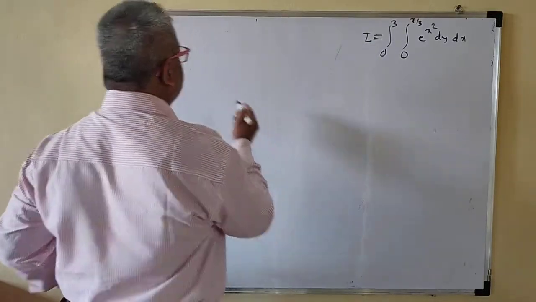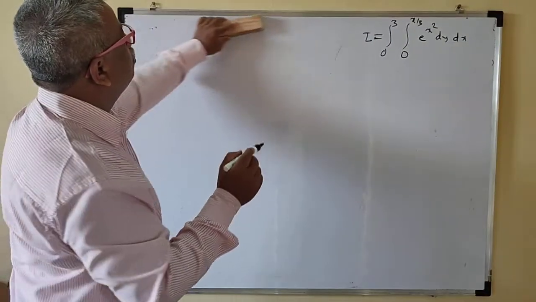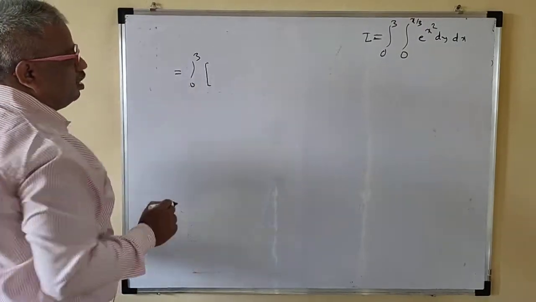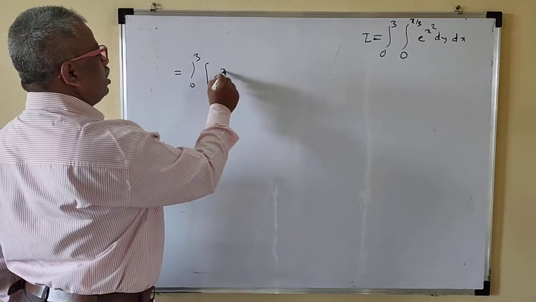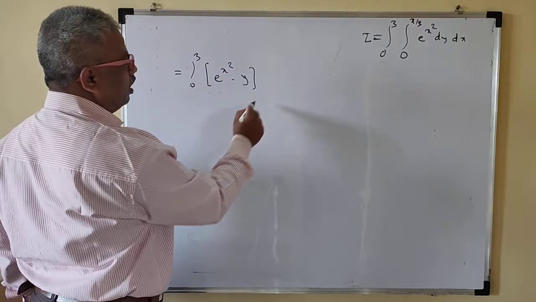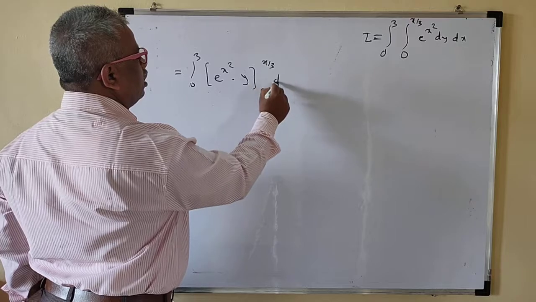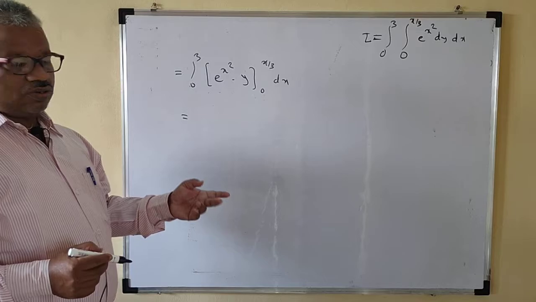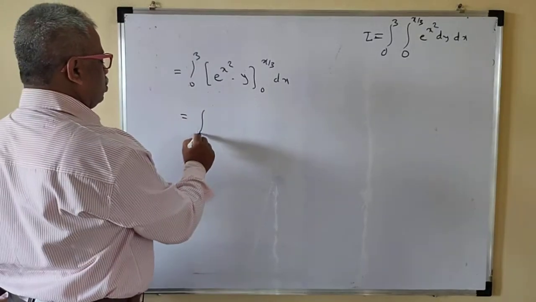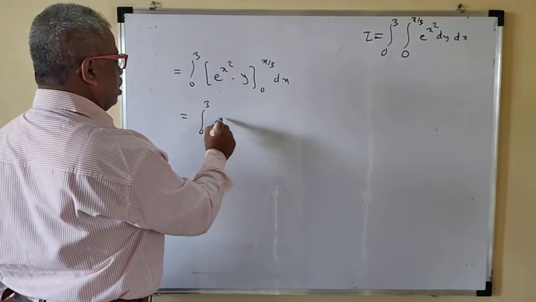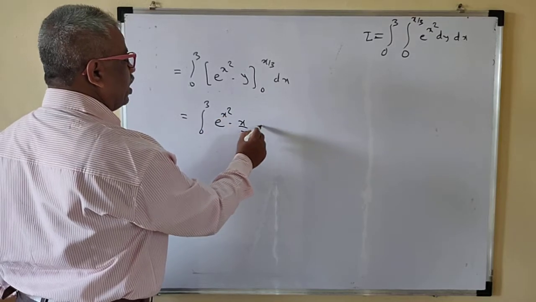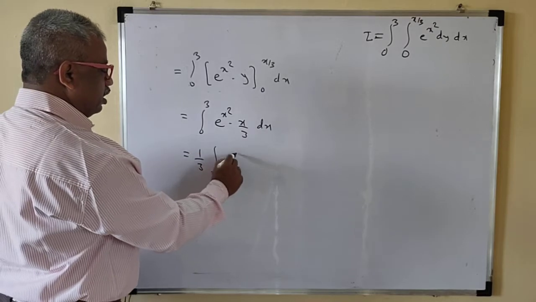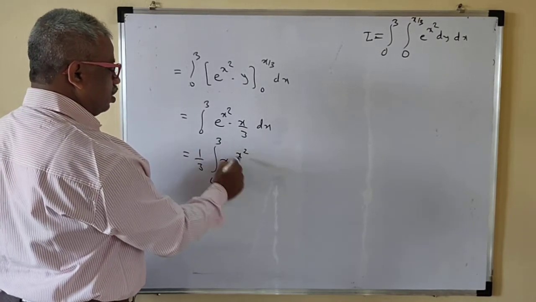Okay, we'll solve this integration. So this is equal to integral 0 to 3. E raised to x square is constant with respect to y, so it is a constant times y, from 0 to x by 3, dx. If you put y is equal to 0, the lower limit, everything is 0, so we only have to put the upper limit. So this is integral 0 to 3 of e raised to x square into x by 3 dx. I will take 1 by 3 outside. So this is x e raised to x square, 0 to 3, dx.